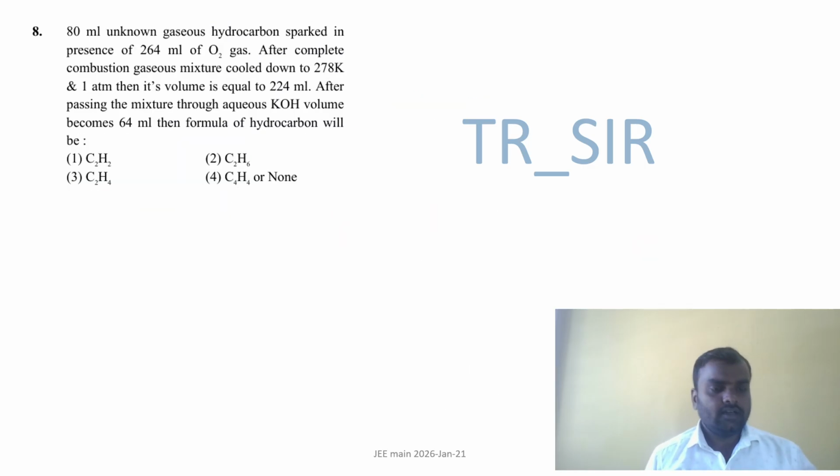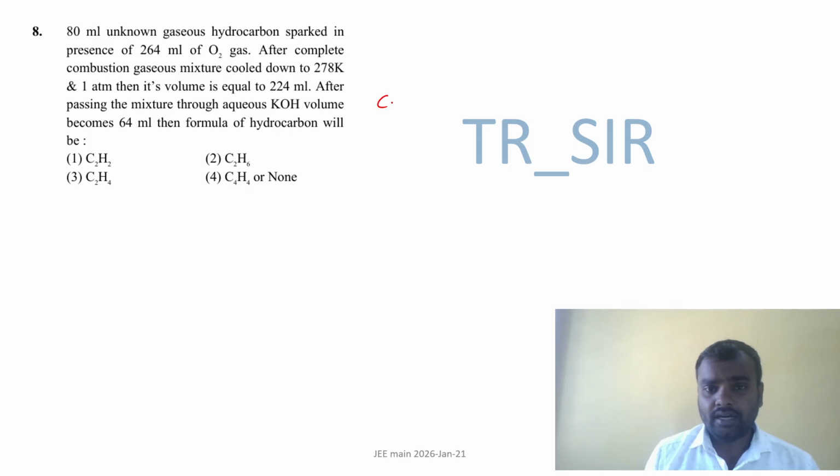Now here they have given 80 ml of unknown gaseous hydrocarbon, sparked in the presence of 264 ml of O2 gas. After complete combustion, the gas mixture is cooled down to 278 Kelvin at 1 atmosphere pressure, and its volume is 224 ml. After passing the mixture through aqueous KOH, the volume becomes 64 ml. The formula of the hydrocarbon will be what?